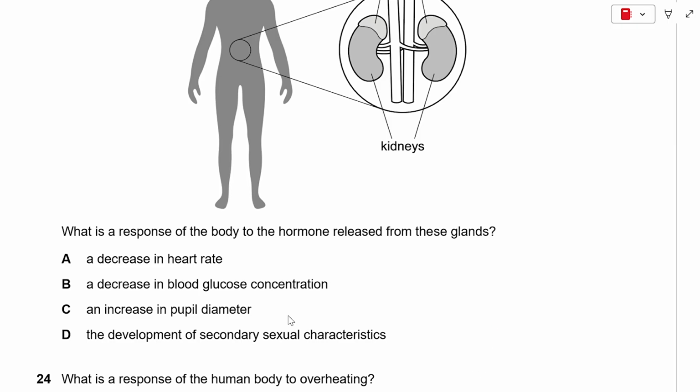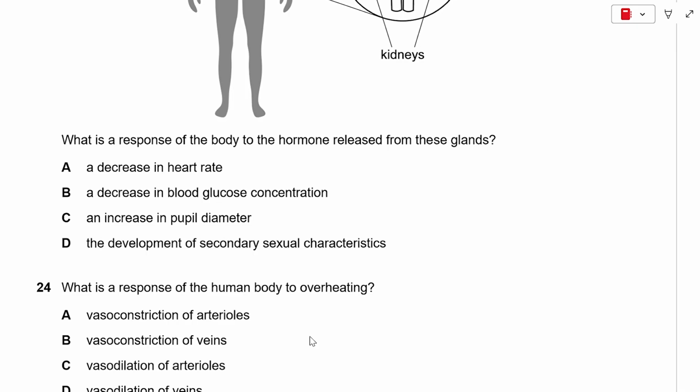A decrease in heart rate. No, you cannot have fight or flight when you have a decrease in heart rate. A decrease in glucose concentration. No, it stimulates an increase in glucose concentration to bring about energy. Increase in pupil diameter, yes. The development of secondary sexual characteristics, no. This is the role of the testosterone hormone or the estrogen hormone in females. So the choice for this will be C.